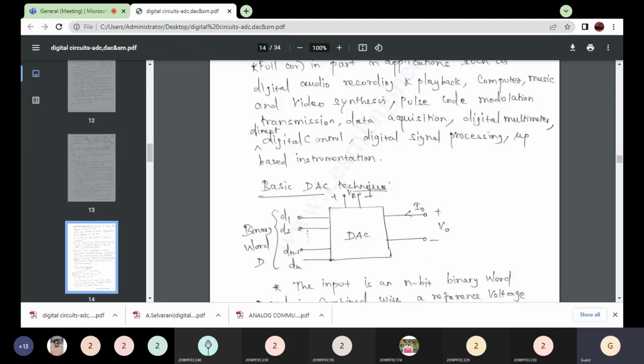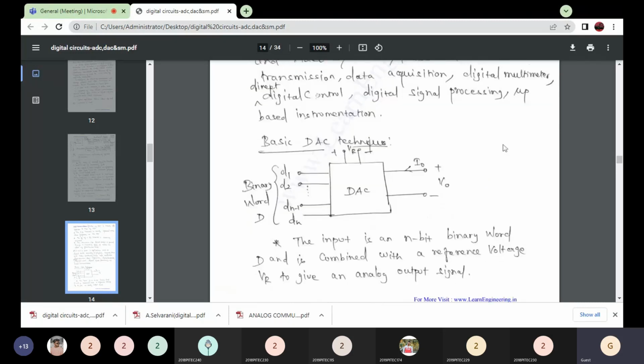For example, consider the computer, where we use music and video synthesis. Then in communication there is modulation, pulse code modulation, then data transmission, digital multimeter, and digital signal processor. Wherever we use digital signals, we use the converter. So in many applications we are using this converter. First we'll see the basic digital to analog converter technique.